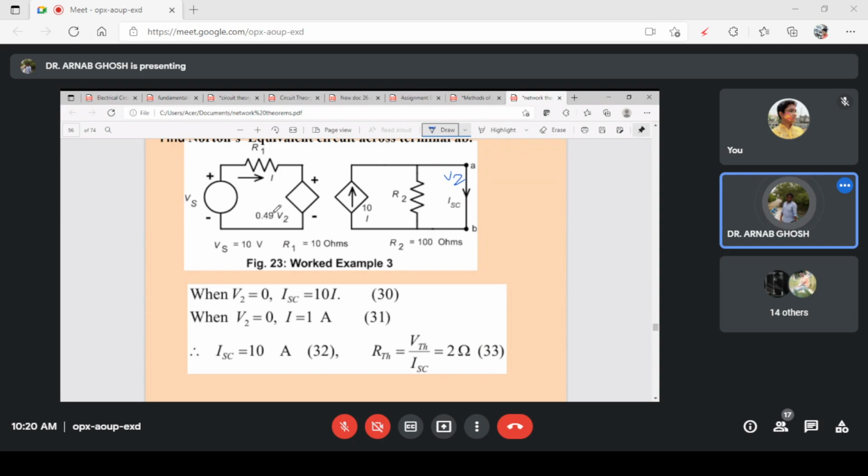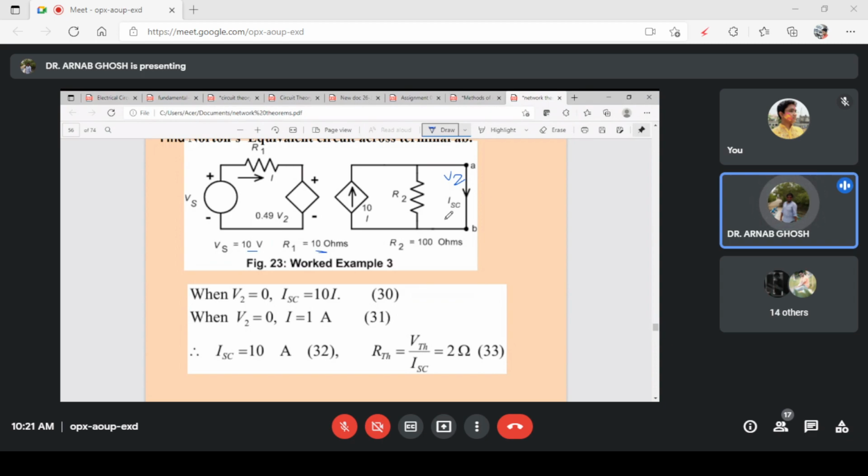Is this clear? When this becomes equal to 0, then what is I? I is Vs by R1. Vs is 10 volt, R1 is 10 ohms. So I is equal to 1 ampere.